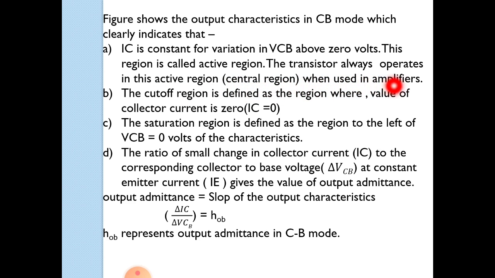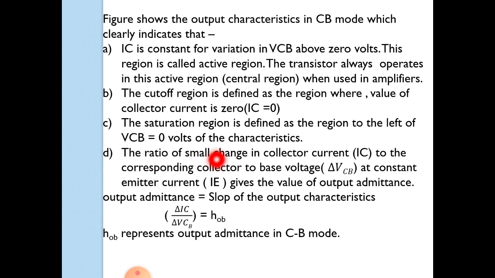When used in amplifiers, the cutoff region is defined as the region where the value of collector current is 0. The region where the value of collector current is 0 is called the cutoff region. The saturation region is defined as the region to the left of the output voltage equals 0 volt of the characteristics.